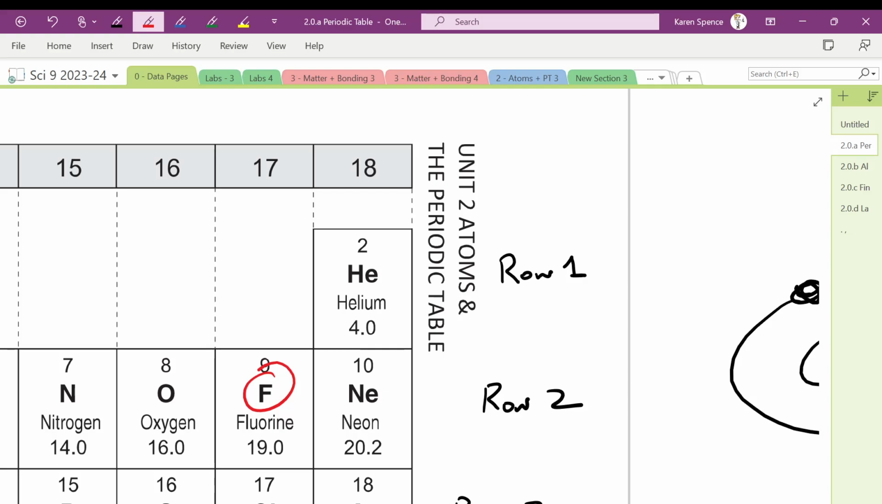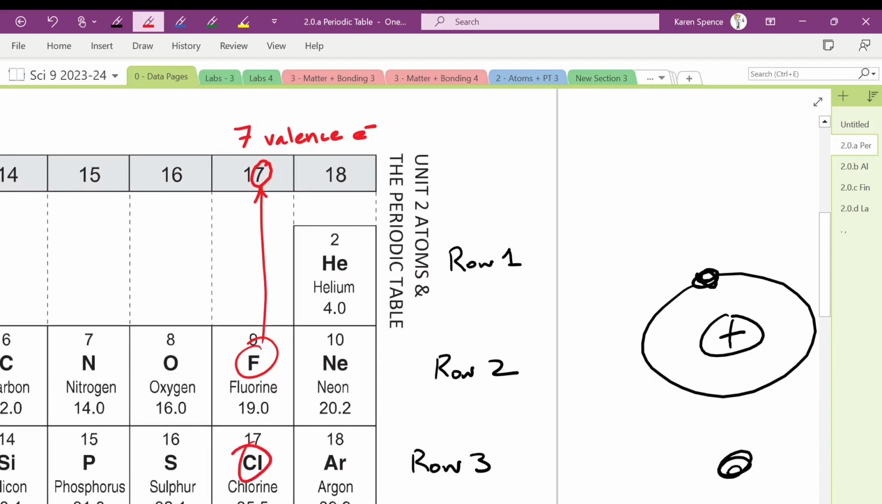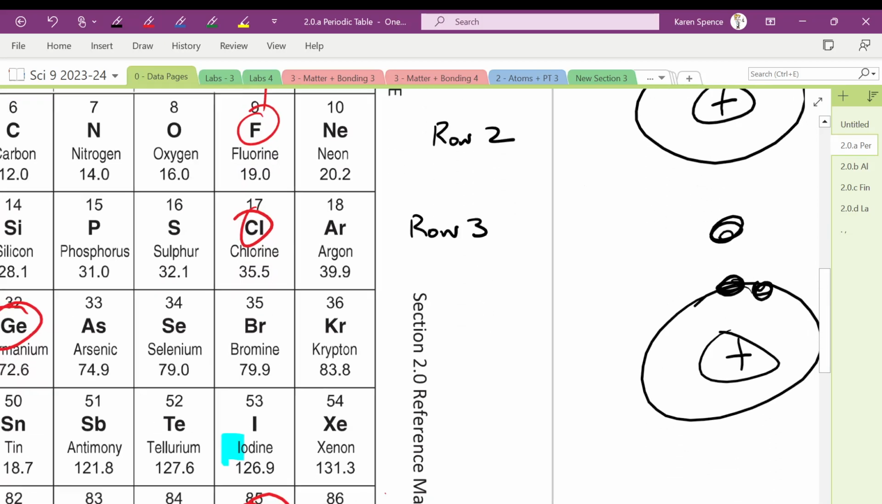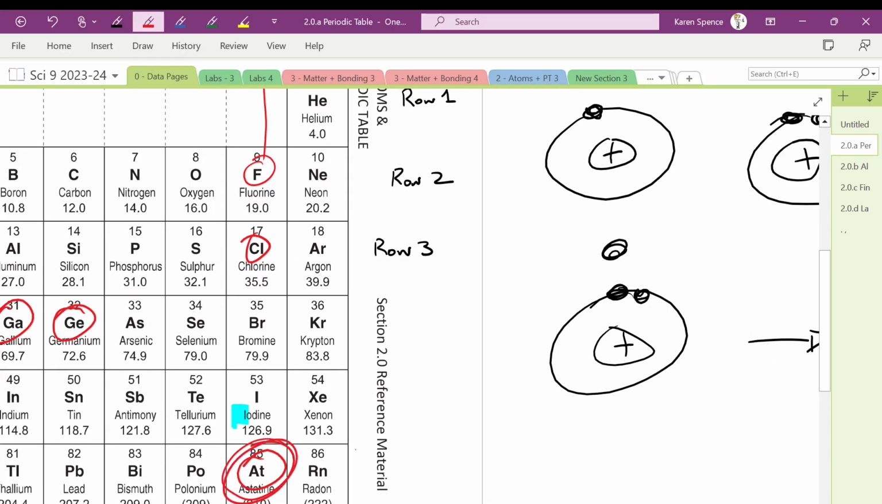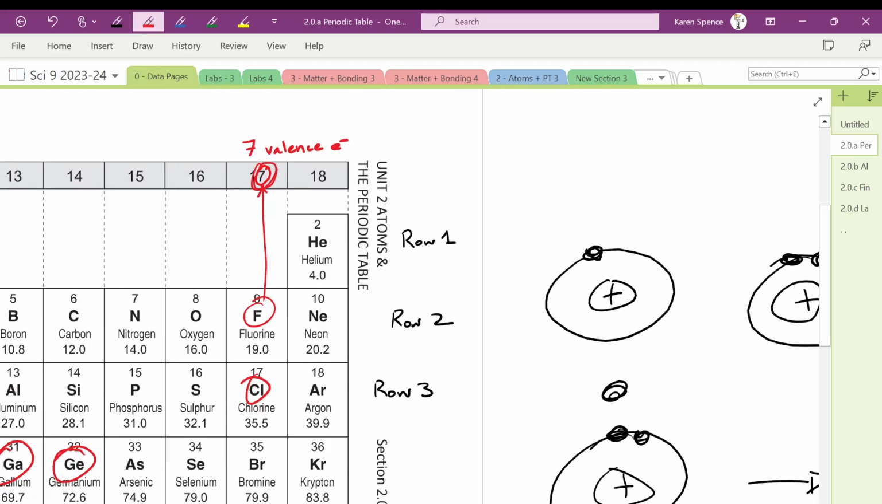So how do we know that fluorine has 7, Jade? It is in group 17, so we ignore the 1 and we just look at the 7 and we say fluorine has 7 valence electrons. So how many valence electrons would we have if we were chlorine? 7. And guess what? You can go all the way down the halogens, even all the way down to astatine. How many valence electrons in astatine? 7, because it is in group 17.